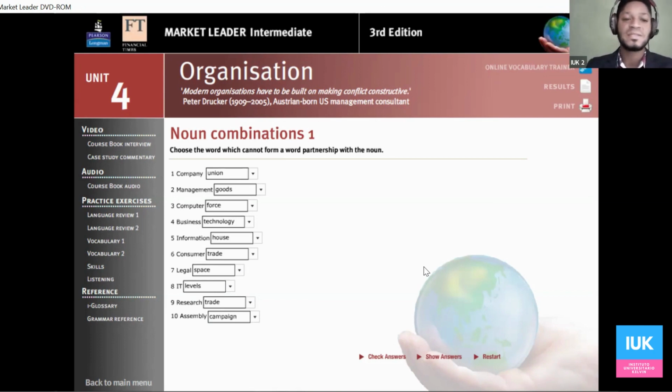Ten, assembly campaign. Now people would typically say assembly line, assembly plant, but never really say assembly campaign. Do you know what an assembly plant is? Well, you have an assembly line within an assembly plant. An assembly plant is a sort of factory where complicated bits of engineering, such as cars, such as television sets, etc., are processed to be assembled to create one product.